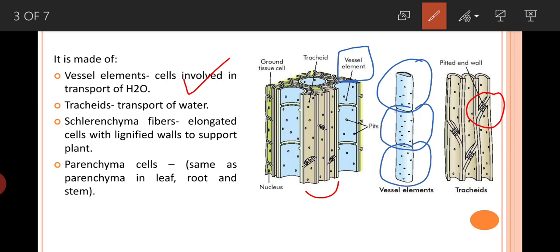The other types of cells found in the xylem vessel are sclerenchyma fibers and parenchyma cells, which have the function to support and give extra strength to the xylem vessels and to the plant. They give support to the plant, also to the leaf and to the root. These are cells which have the same function as the parenchyma in the leaf or root or in the stem in general.